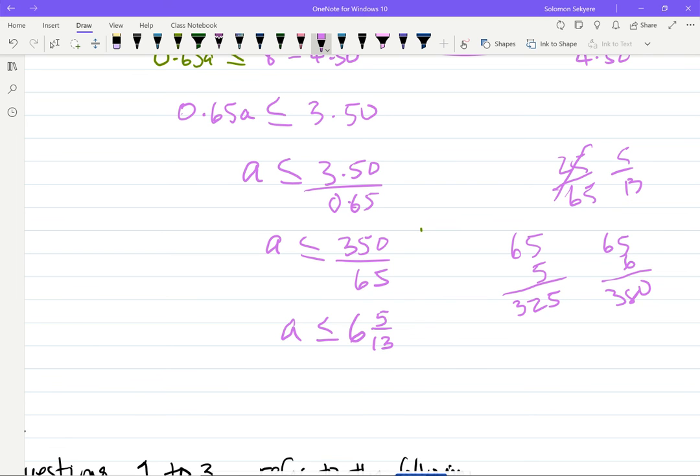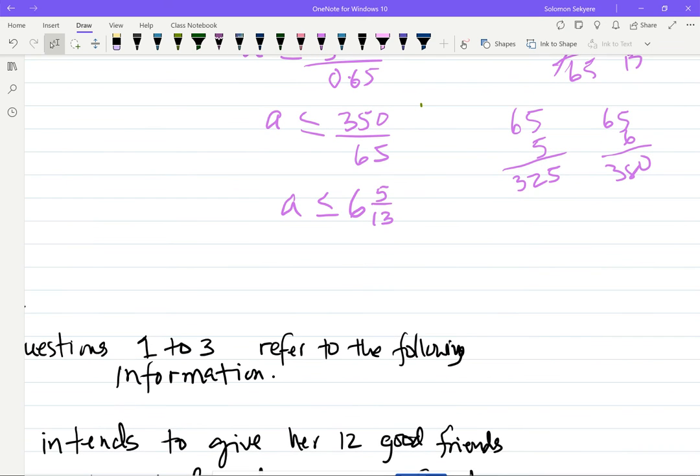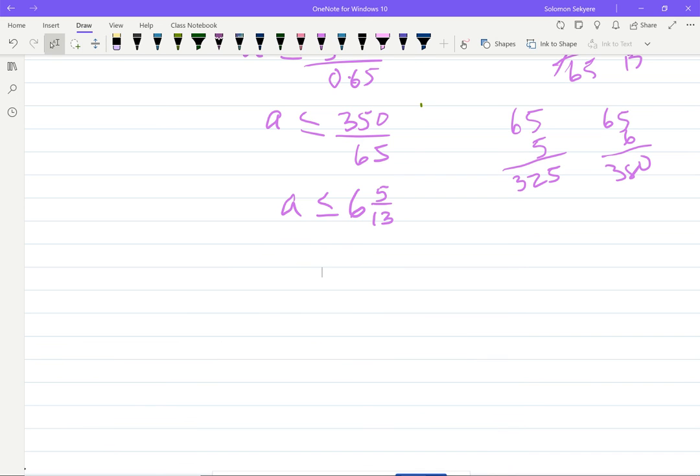And remember, the question is talking about whole apples. Whole apples. So we have no use for that part of it. So you say now A is equal to 6. A is equal to 6.